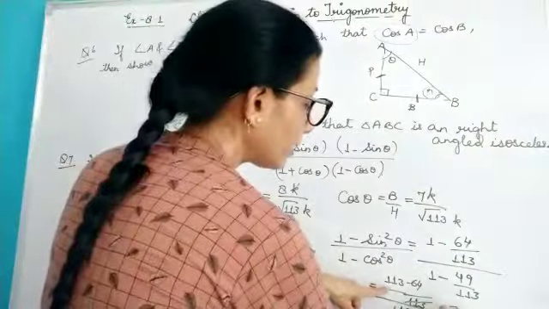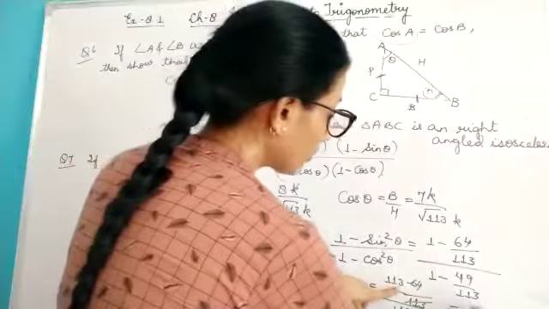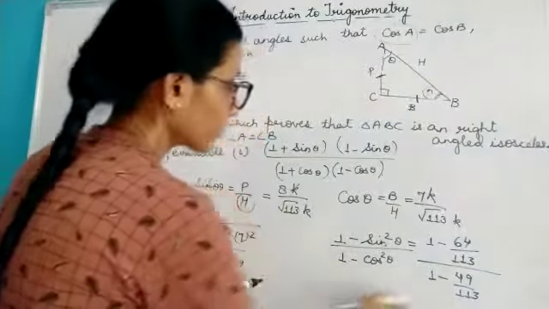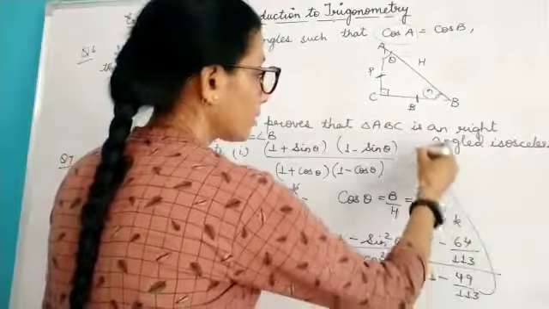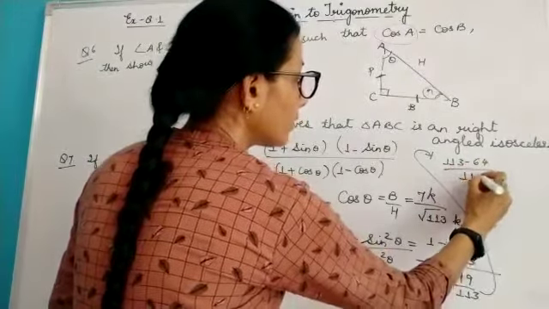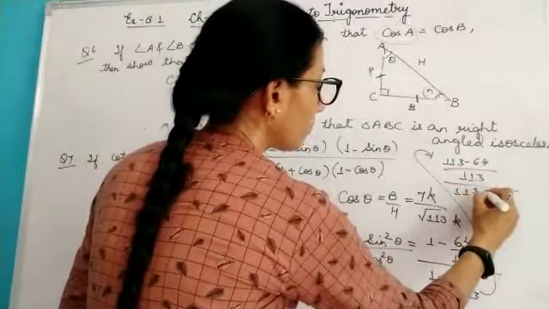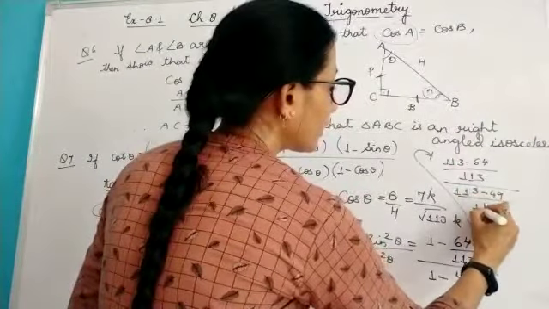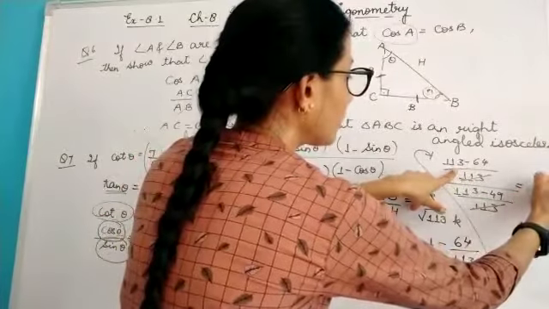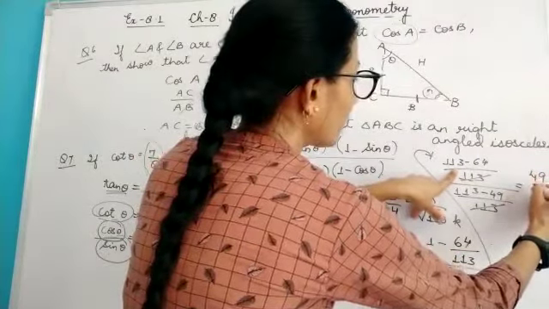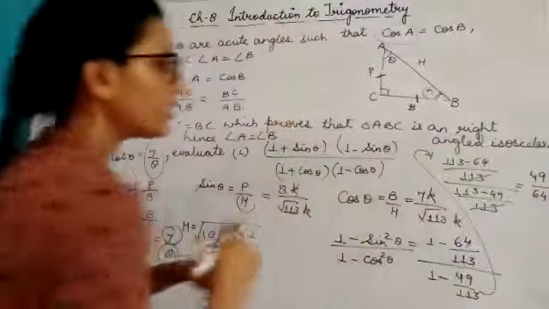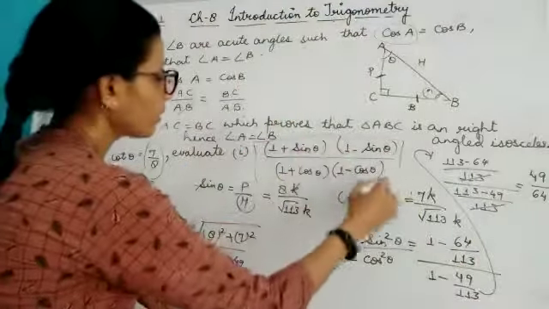So 113 minus 64 would give you, it is not visible I think, let's do it here again. So it will be 113 minus 64 upon 113, whole upon 113 minus 49 whole upon 113. This and this are gone. Subtract them. So 113 minus 64 is 49, and this minus will give you 64. So 49 by 64 is the value of this expression.